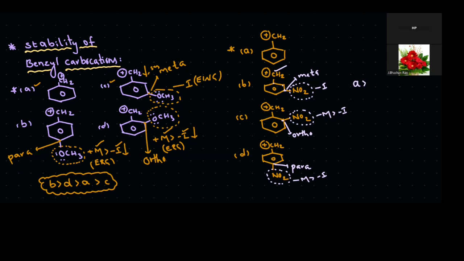Now identify between these two, C and D. Here there is a minus I group, and the minus M is common. Then go through the inductive effect. Inductive effect decreases the stability of the carbocations. The minus I group is farther away with respect to the carbocation, so the distance increases. So the stability is more in the D compound compared to C. So A, B, next after that D, and the least stable one is the C compound.